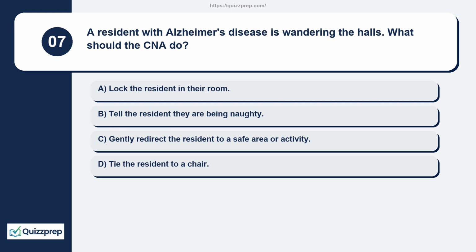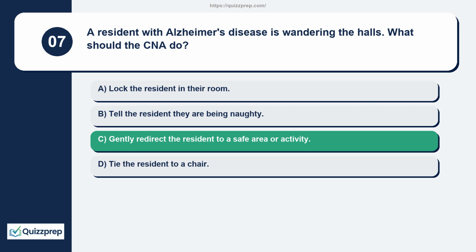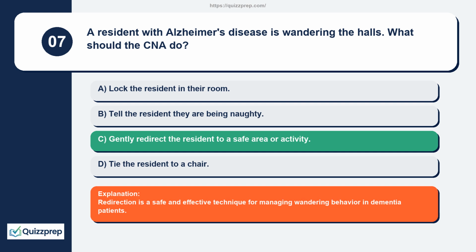Question 7. A resident with Alzheimer's disease is wandering the halls. What should the CNA do? Lock the resident in their room. Tell the resident they are being naughty. Gently redirect the resident to a safe area or activity. Tie the resident to a chair. Redirection is a safe and effective technique for managing wandering behavior in dementia patients.